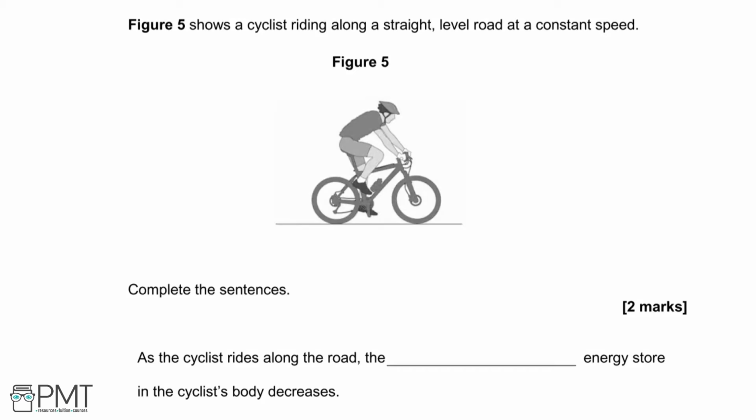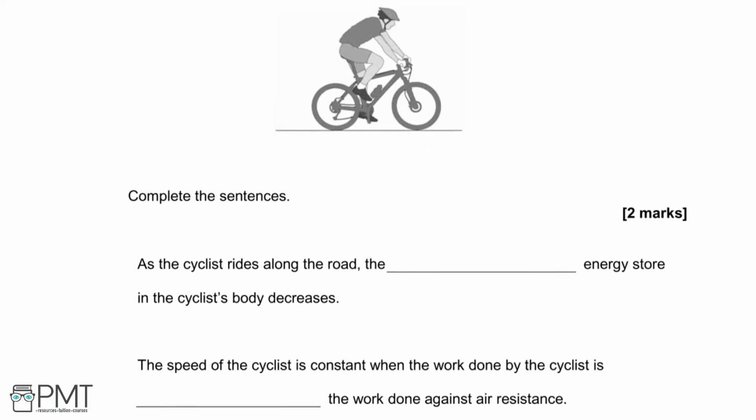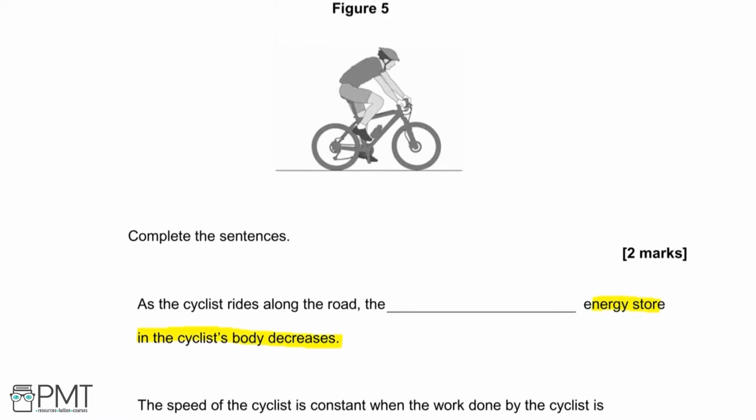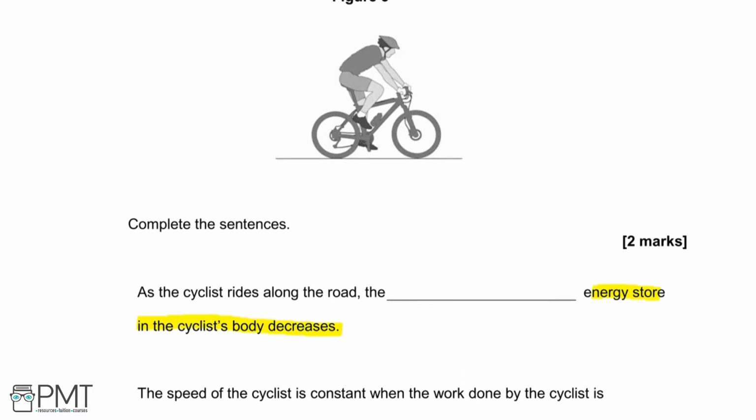Figure 1 shows a cyclist riding along a straight, level road at a constant speed. Complete the sentences. As the cyclist rides along the road, the something energy store in the cyclist's body decreases. So we're looking for an energy store in the cyclist that is going down. So what's happening when this man is cycling is that energy is being transferred from his body. He is pushing on the pedals, and work is being done against the air resistance on the bike, against the friction between the floor and the wheels.